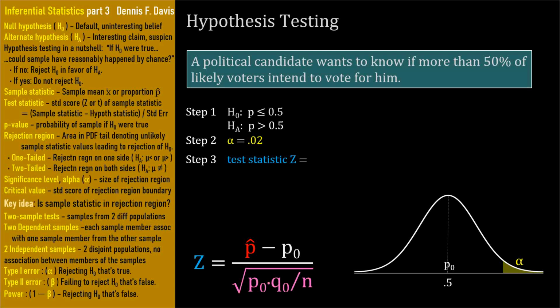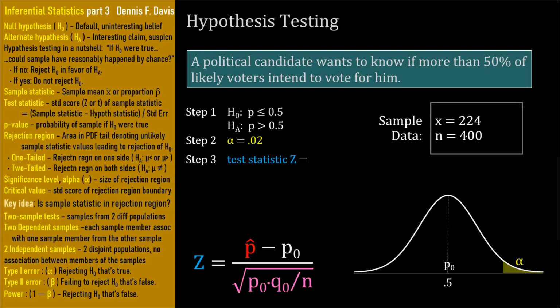Well, we need p hat, and that comes from our sample data. We pulled 400 likely voters. 224 intend to vote for the candidate. Let's check that np and nq are both greater than or equal to 10. You may recall that n p hat is the number of successes in the sample. Well, that's 224 right here, clearly greater than or equal to 10.